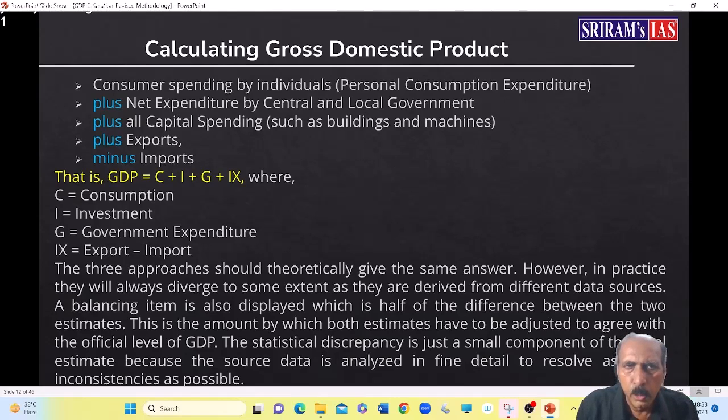The consumer spending by individuals, plus the net expenditure by central and local government, plus capital spending by all the entrepreneurs, plus exports minus imports. This will give you the gross domestic product.